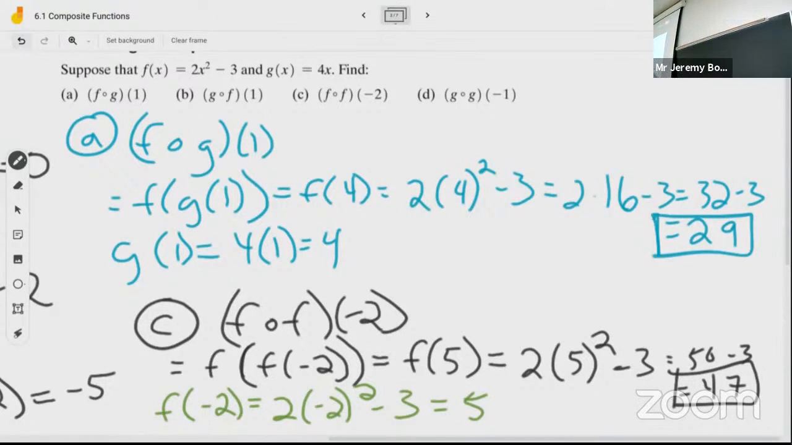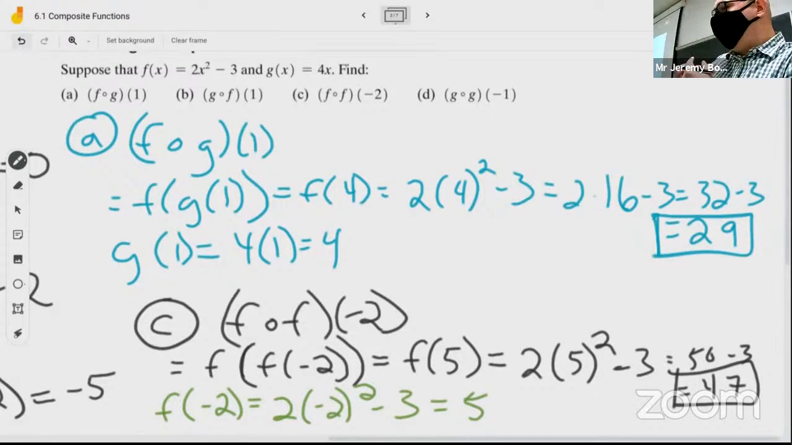But what if we had to do F composed with G a bunch of times? Instead of plugging into G and then plugging the output into F, we could find what that function actually is. What is that composite function?